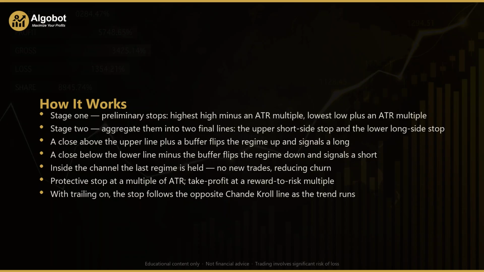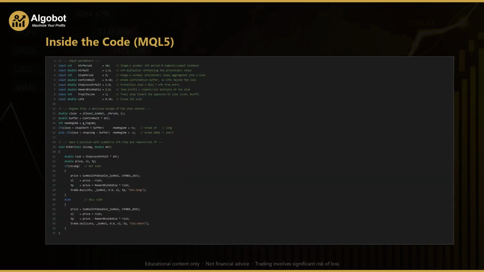Finally, if the TrailToLine option is switched on, the protective stop is trailed toward the opposite Chande Kroll line as the trend runs, tightening behind the move while a flip to the other regime would close and reverse the trade. Let's read through the core of the MQL5 code as if we were sitting in MetaTrader. At the top are the input parameters.